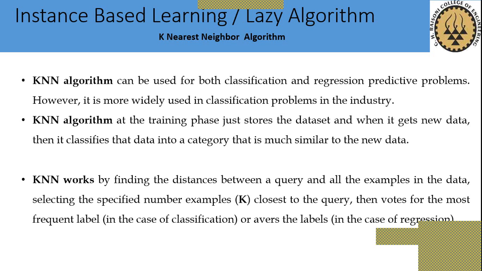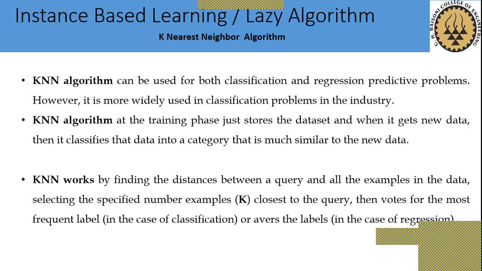The KNN algorithm's training phase just stores the data set, and when it gets new data, it classifies that data into the category that is most similar to the new data. So on the basis of similarities, the KNN algorithm forms the classes or subgroups and keeps the data points in that particular subgroup.